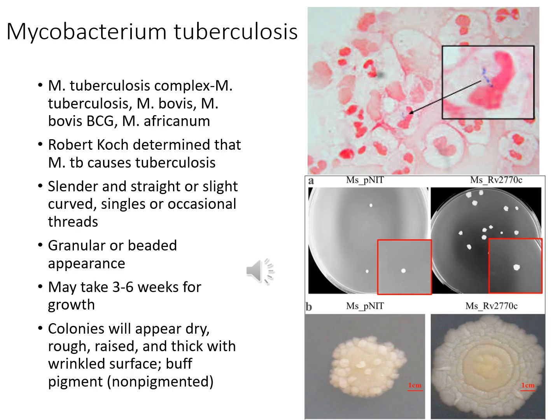Even when it does grow, the agar will have more of a granular or beaded appearance, so it is not smooth. Colonies are domed, and it can take up to 3 to 6 weeks for it to grow. Colonies can appear dry, rough, raised, thick, and oftentimes with a wrinkled surface. It will be buff in color, so it is non-pigmented.